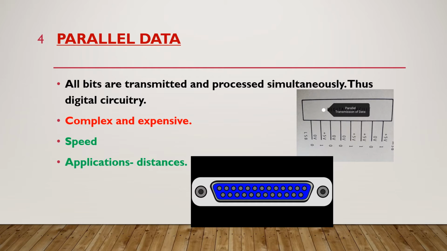Thus, we require more digital circuitry, and it is complex, and obviously it is expensive. But at the same time, when you spend more, it is the speed which we are getting. And basically the applications are distances, because when we are talking of the serial data, we are transmitting at longer distances, but when we are talking of the parallel data, it is shorter distances, that is from your computer to the monitor, or from your computer to another computer, or things like that. So that is where we use the parallel data.